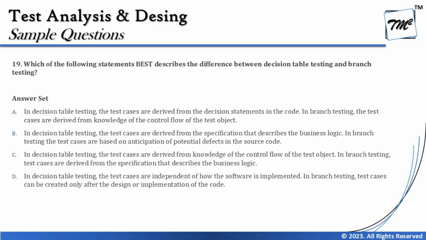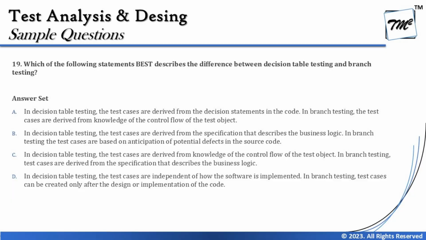And the very first option we have is option A. Option A says in decision table testing, the test cases are derived from decision statement. And I think that's where it goes wrong, because they say statements in the code, and that's not what a decision table is. However, in branch testing, the test cases are derived from knowledge of the control flow of the test object. In this context, the decision table and decision testing, which is branch testing, both are treated the same. So that's not making the right statement. The part one is wrong. Decision table is not derived from the decisions of the statements in a particular code, right?